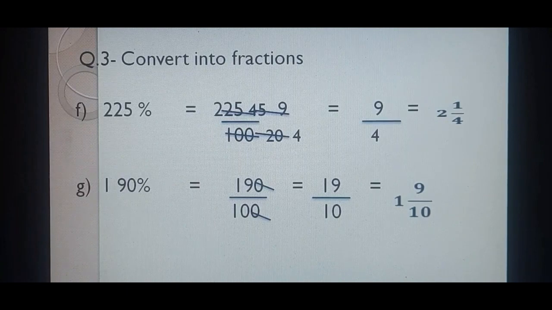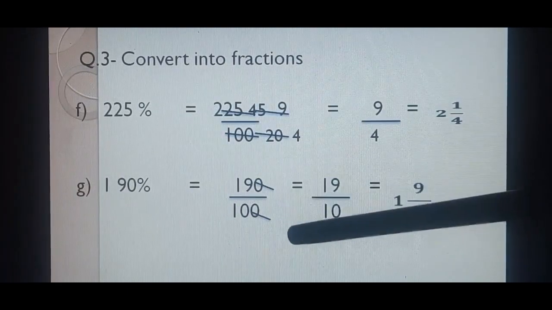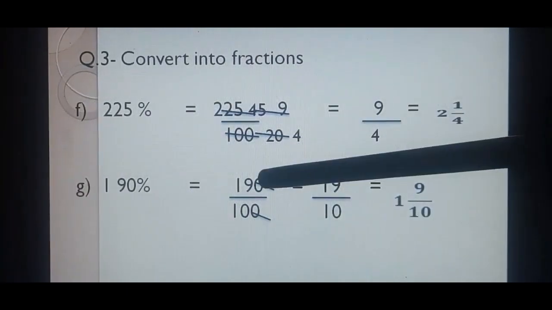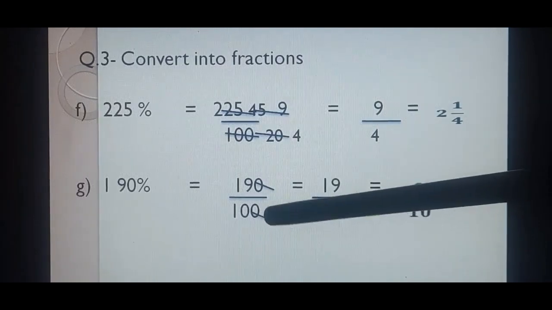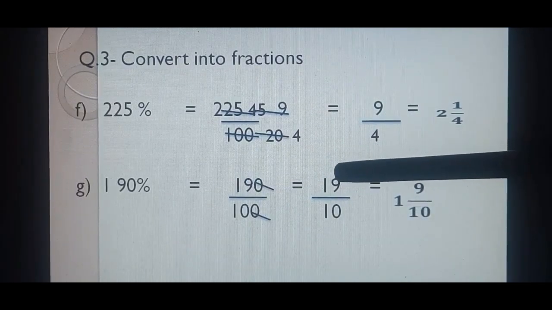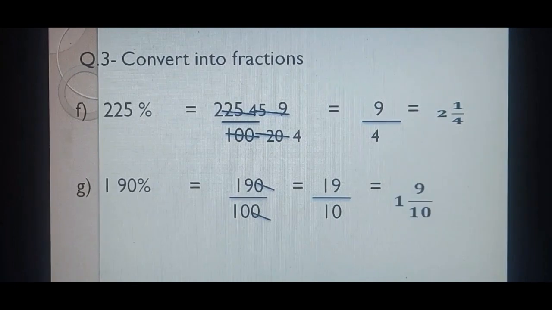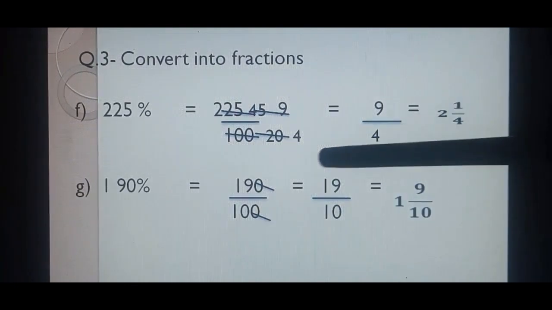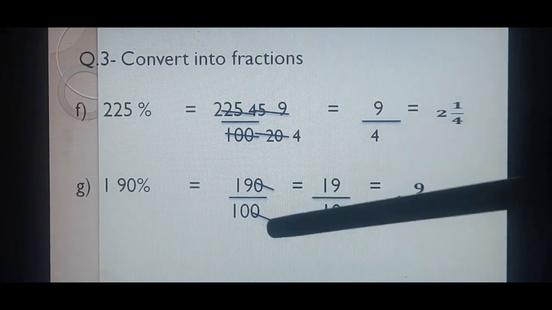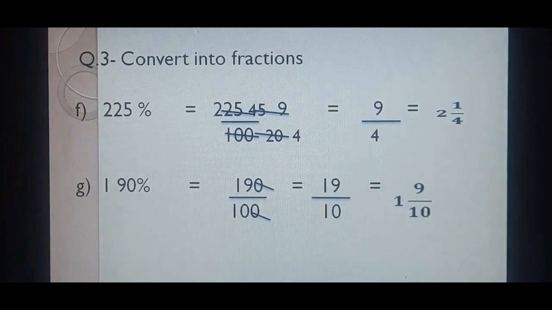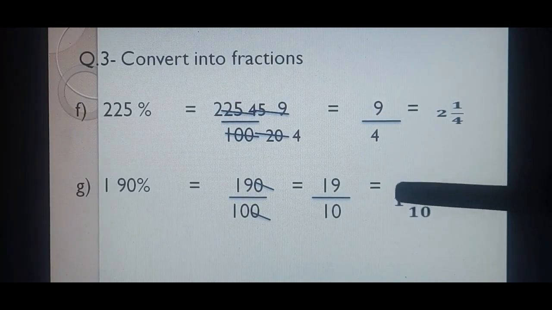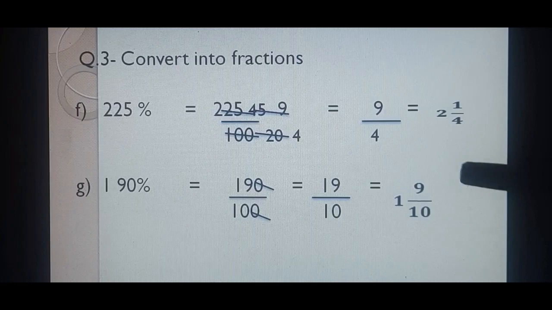Now, G part, 190%. It will become 190 upon 100. 0 0, this will cancel. Now the number left is fractional number, that is 19 upon 10. Again check this, 19 upon 10 improper fraction. So 19 divided by 10. 10 ones are 10. 19 minus 10, 9 will be remainder.